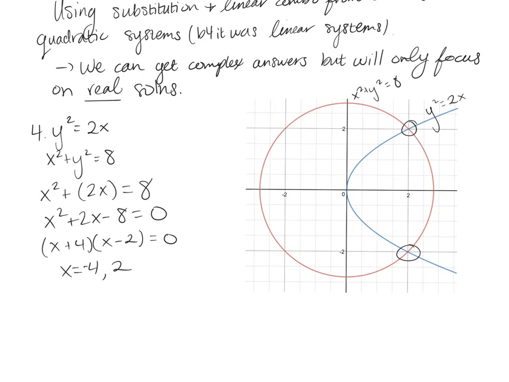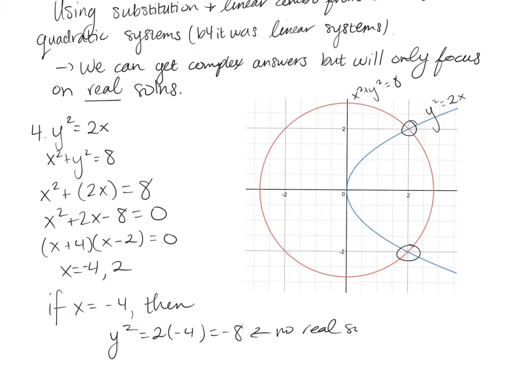Remember, with a system of equations, your answer should be in point format. So if x is equal to negative 4, then y squared has to be equal to 2 times negative 4, so negative 8. But negative 8 would not give us a real solution, because it's negative and it's supposed to be equal to a square. So that's not going to give us any answers.